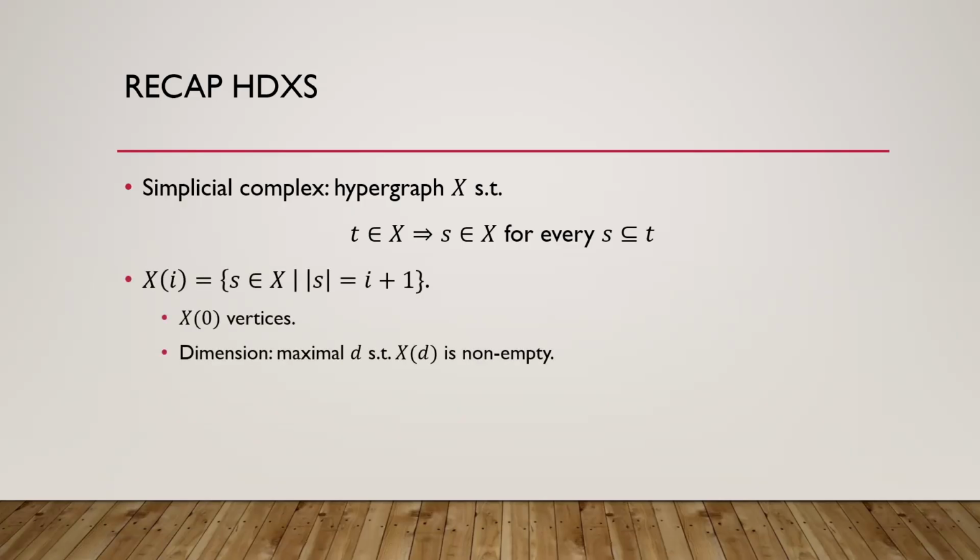We talked a bit about this notation yesterday. Xi for me is going to be all the hyperedges that have size i plus 1. I know this offset is sometimes annoying, but this is coming from geometry and topology, where we really think of these things as simplices. So sets of i plus 1 points often have dimension i. In particular, X0 is going to be the vertices, X1 is going to be the edges, and so on and so on. And the dimension of the simplicial complex is just going to be the maximal d so that Xd is not empty. So in a d-dimensional simplicial complex, the maximal set size is d plus 1.